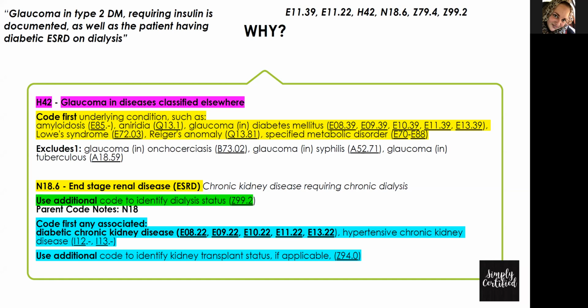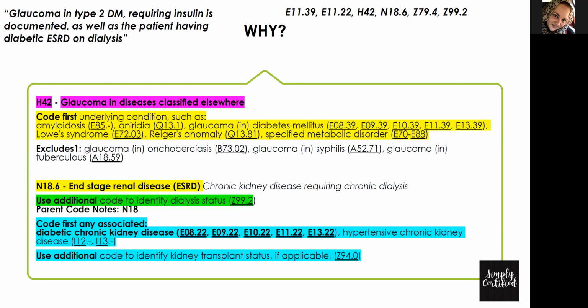So code H42, glaucoma and diseases classified elsewhere. Because it's in diabetes, it's in a disease classified elsewhere. All right, so the instructions here, it says code first underlying conditions such as amyloidosis. If we skip down, we see diabetes. So we know we're right in coding that diabetes because this is telling us code it first, and we've already coded it.